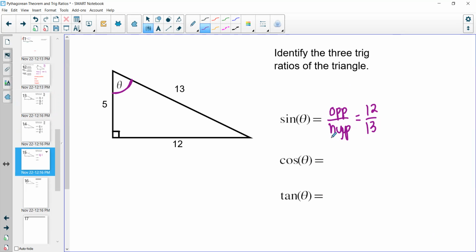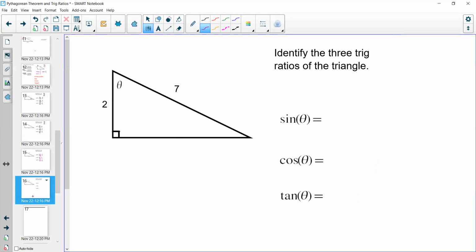The cosine of theta is going to be the adjacent over the hypotenuse, which is going to be 5 over 13. And then lastly, our tangent is the opposite over the adjacent, which makes it 12 over 5. So those are those three trig ratios. Now there are additional ratios that we explore when it comes to trigonometry, but they're all based originally off of these three. So we want to continue with these three.